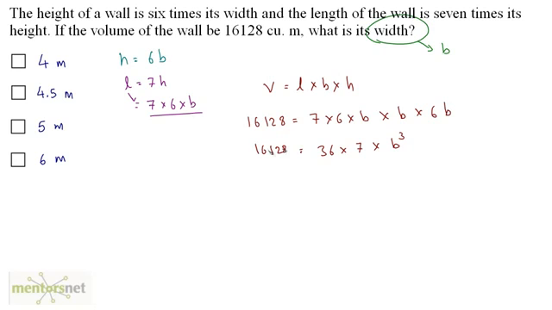Now we can divide this left hand side term, that's 16,128, by 7. If we divide it, we get 2,304. So we have B cube is equal to 2304 by 36, right? And 2304 by 36 will give you 64. Okay, so B is equal to cube root of 64, and that is equal to 4. The unit will be meters, right? So the width of this wall is 4 meters. Option A.